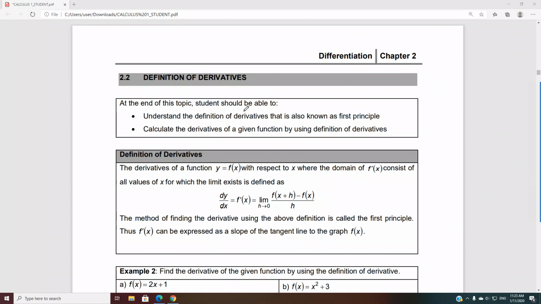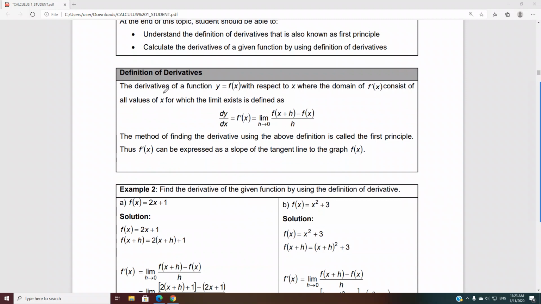In this topic, students should be able to understand the definition of derivative, that is also known as first principle, and calculate the derivative of a given function by using the definition of derivative. Okay, so this is the formula for the definition of derivative: dy over dx equals f prime x equals limit h tends to 0 of f of x plus h minus f of x over h.